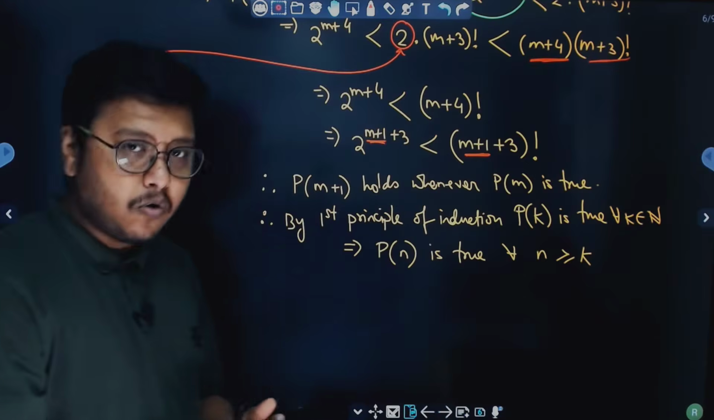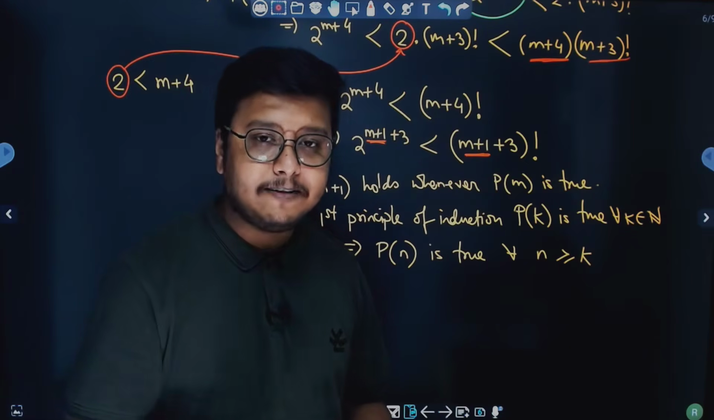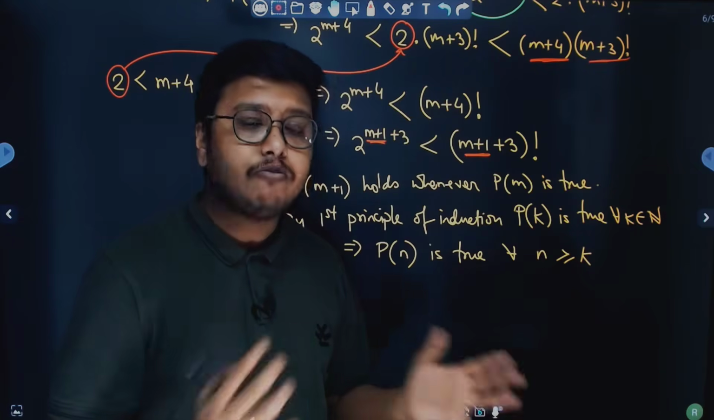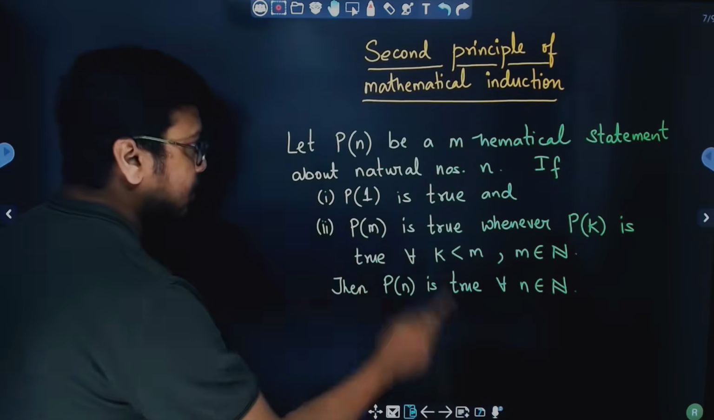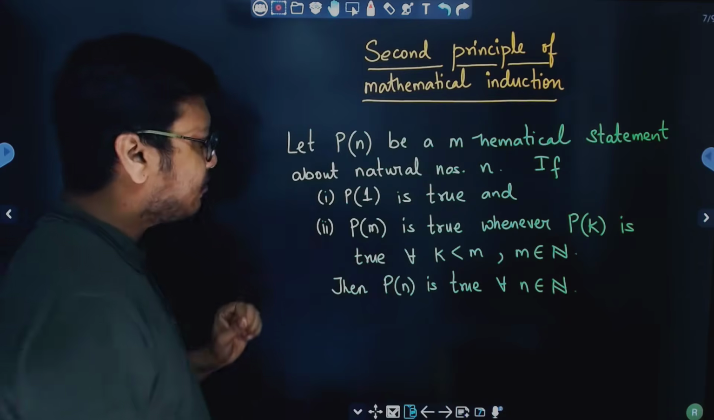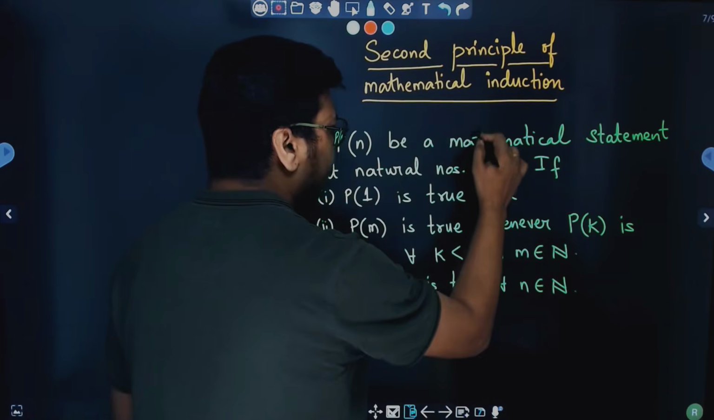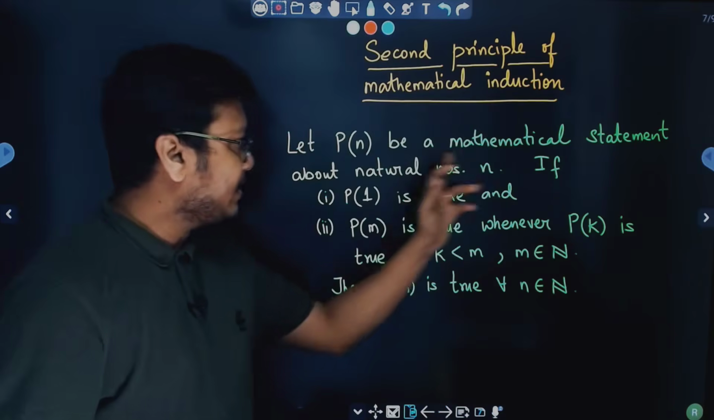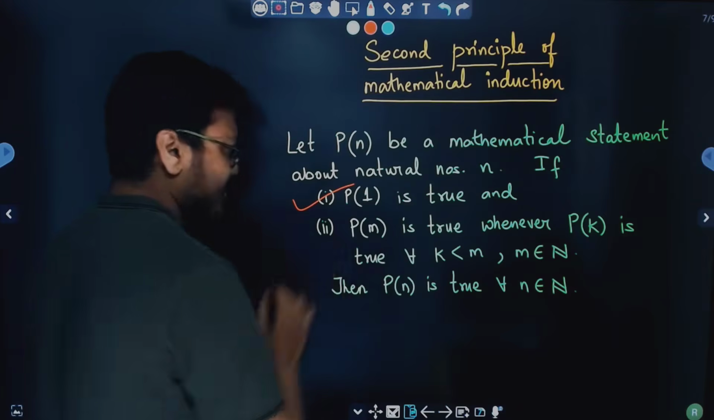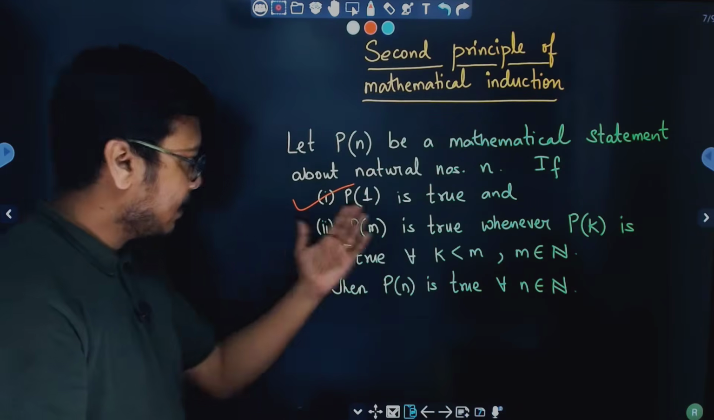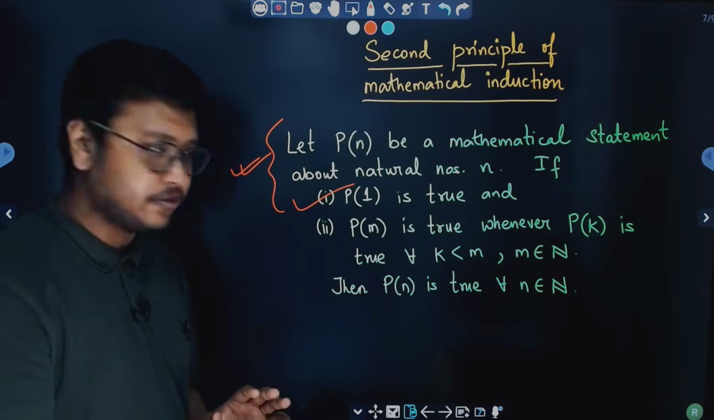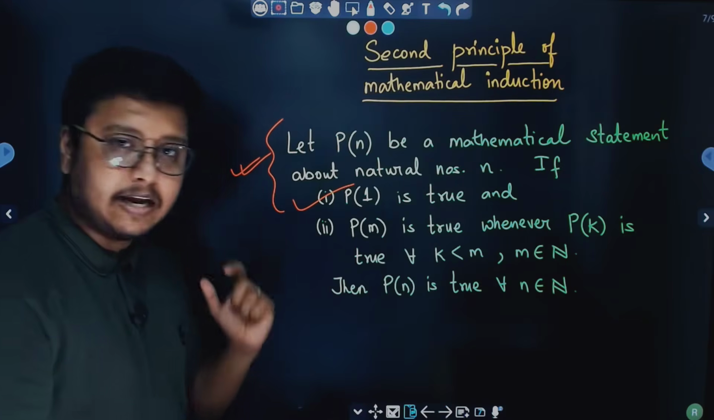Okay, now let's see what is the difference between the first principle of induction and the second principle of induction, and how the problems are going to be different. Okay, now coming to second principle of induction, it's almost kind of same but with a little bit of difference. So here it's saying that Pn be the mathematical statement about natural numbers. So our first criteria is the same as before for the first principle, where P1 has to be true. So up till here everything is all the same as first principle. The change starts at the second point.